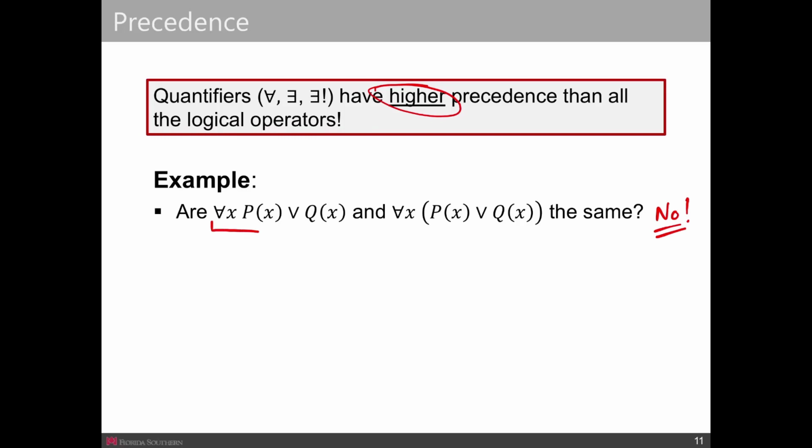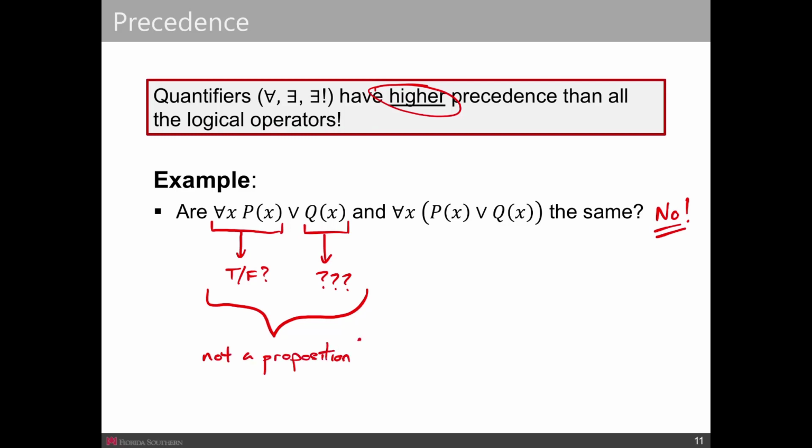Okay, and here's the reason why. The universal quantifier will have precedence here. So we're going to assess whether or not for all x, p at x is true or false, but then we're going to do the disjunction of that with q at x. But q at x is not a proposition. We haven't quantified x, we haven't given a value for x. So this whole expression here is not a proposition. That's problematic. The one on the right is a proposition because we have parentheses.